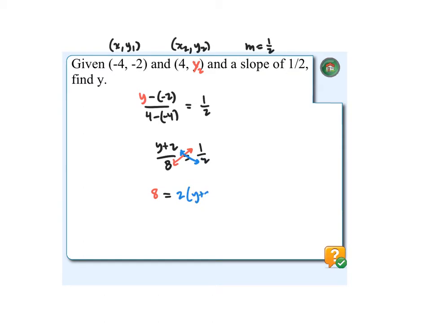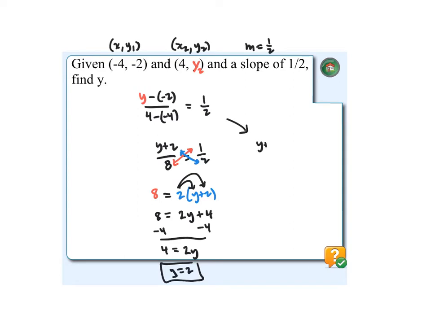I have to be careful here using order of operations appropriately and distributing. So I would get that 8 equals 2y. I distribute by multiplying, as well as 2 times 2. So if I subtract 4 from both sides, I would get 4 is equal to 2y, which means that y is equal to 2.